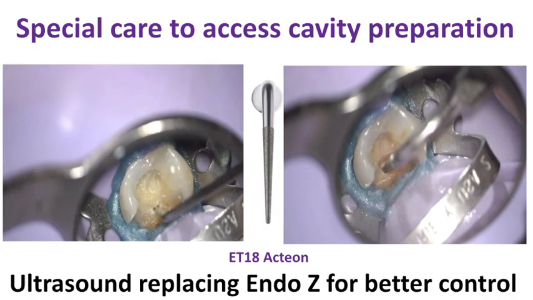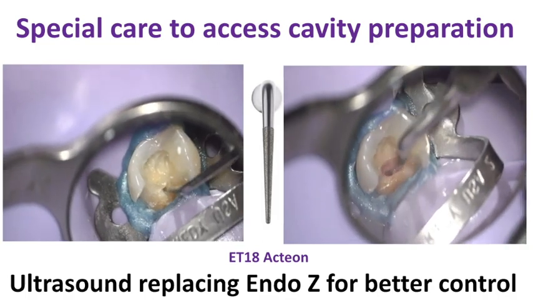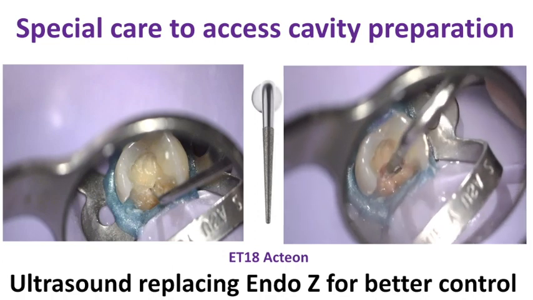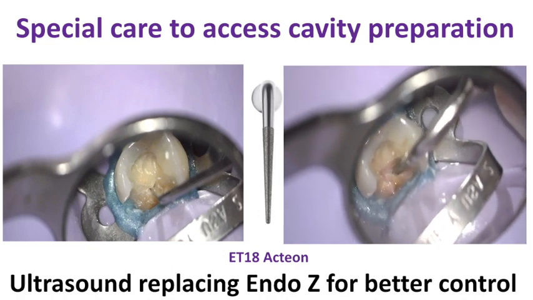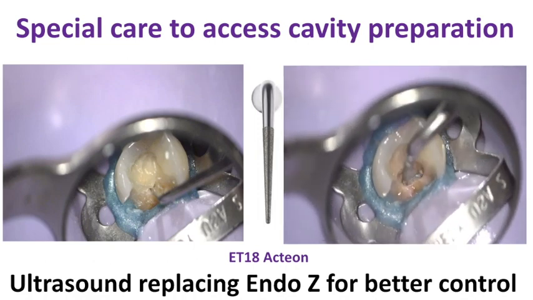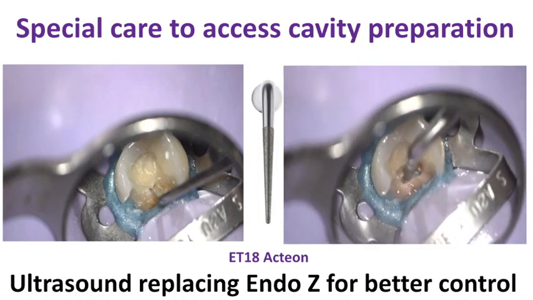a special care should be given to the access cavity preparation, meaning that we don't use only burrs for the access cavity preparation. Most of the time, the biggest part of the cavity is prepared with ultrasound. Here I am using a tip, the ET18 from Acteon, which replaces the EndoZ burr for me, because I have better control with something not working very quickly and with something that I can see, because when you use a burr, you cannot see.